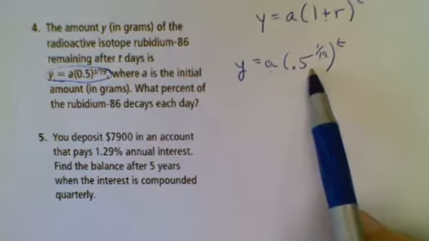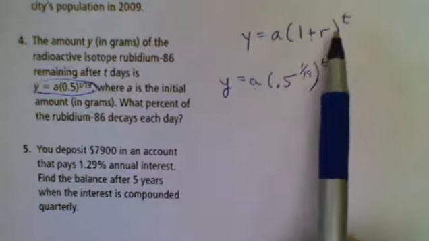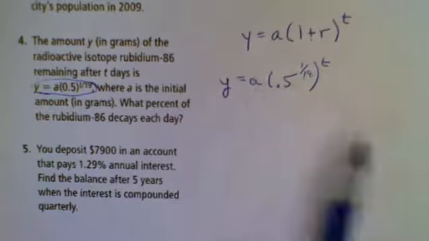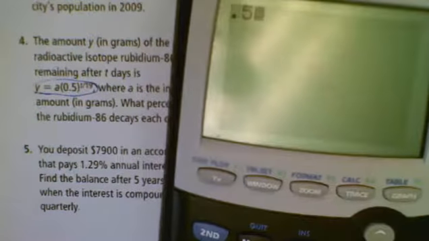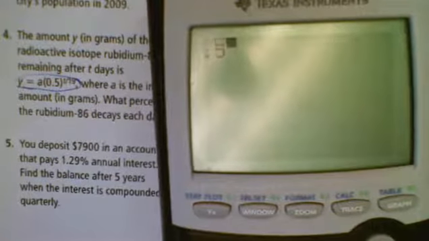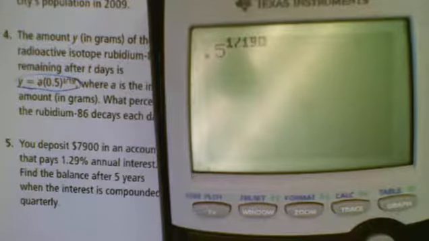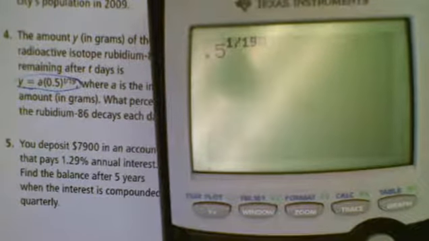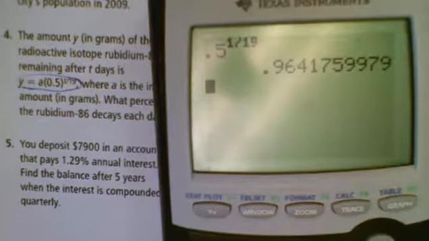Now, why did I put it in this form? Because I want to get it into this form up here that is 1 plus something raised to the t, not to the t over 19. So now I have to figure out what is 0.5 raised to the 1 over 19 power. On my calculator, I'm going to take 0.5, raise it to the, and again, some of you might have to put this in parentheses. Mine goes up to as an exponent, so I can just do 1 divided by 19. If yours doesn't raise to an exponent and just leaves that little caret button there, you have to put it in parentheses. So hit enter, and I get 0.9642.